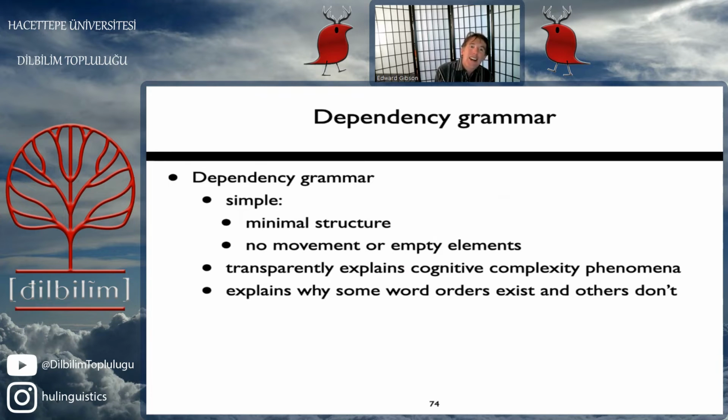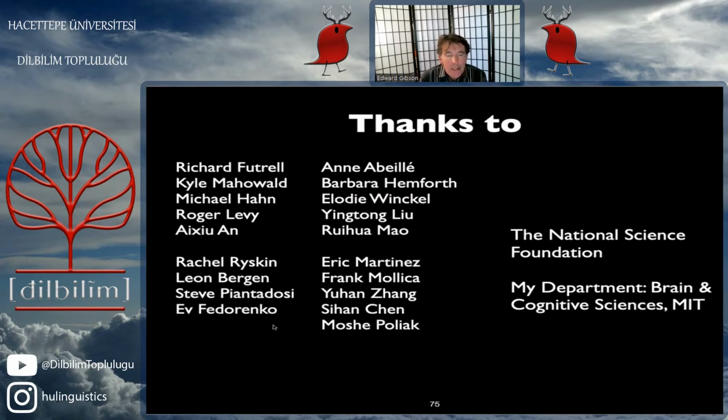So what I like about dependency grammar, as I said, is it's very simple, minimal structure, no movement. I just like simplicity, and it maps onto these large language model structures. But it transparently explains cognitive complexity phenomena and explains why word orders exist and others don't in a simple way. And so that's why I've written this book the way I wrote it. And I just want to thank all these people.